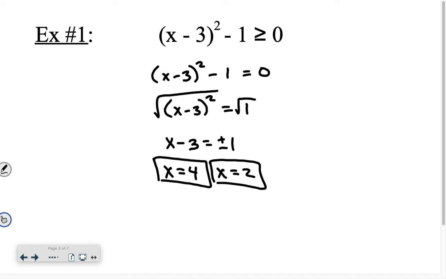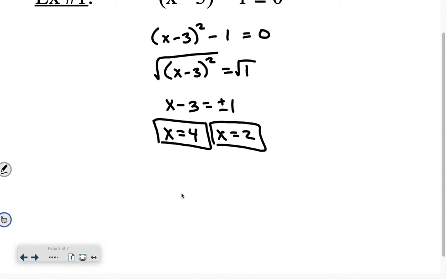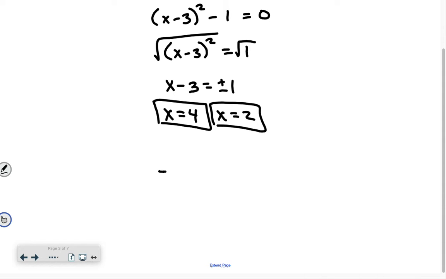Now we go to what we were doing yesterday. Now we go to the actual number line and interval notation and all that kind of stuff. So let's put those in there. We've got 2. We've got 4.